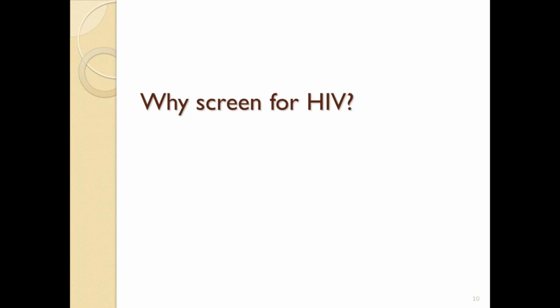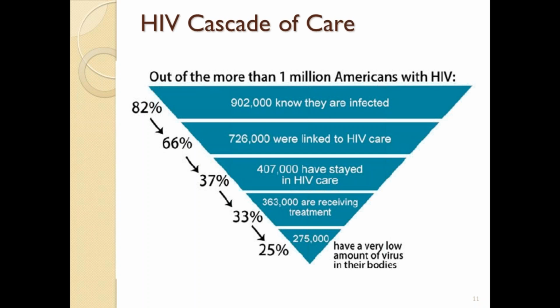Exactly. So in terms of why we screen people and why the recommendations change, there is what we call the HIV cascade of care. Of all the individuals in the U.S. who have HIV, only about 82% know that they're infected. That means about 18% of people are walking around with HIV that don't even know. And this is important because a lot of studies have shown that just knowing that you are HIV infected triggers a behavioral change that can reduce the risk of transmitting HIV by 30%.